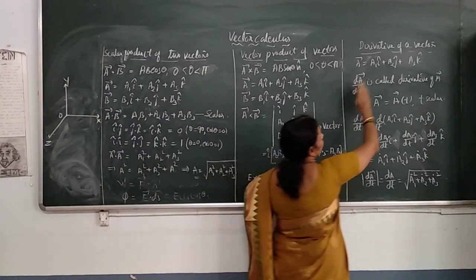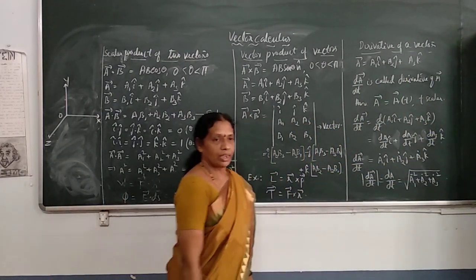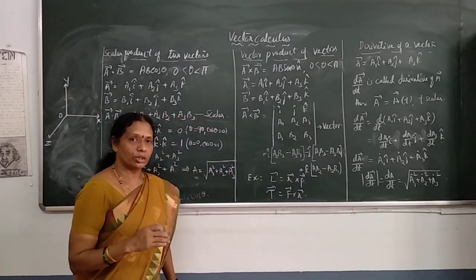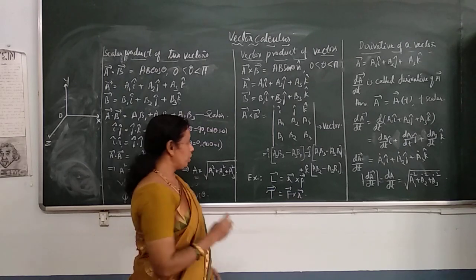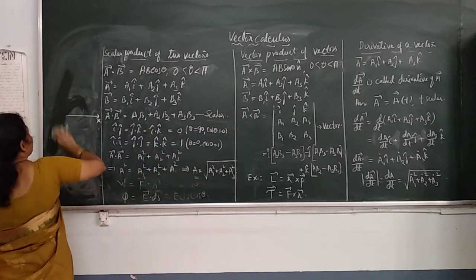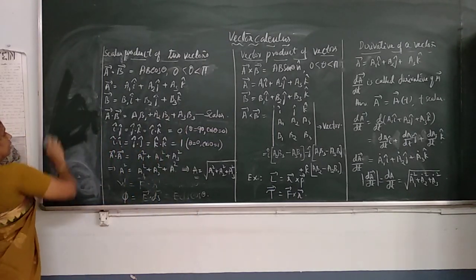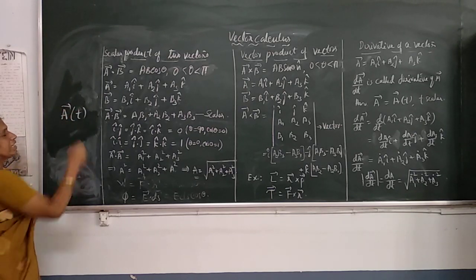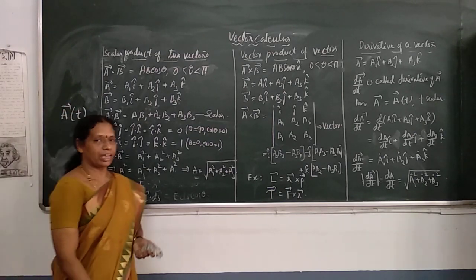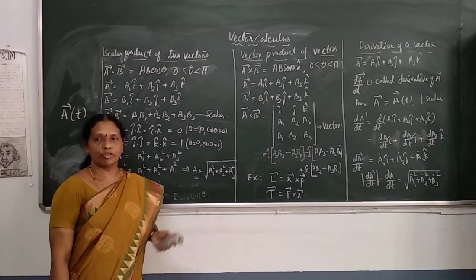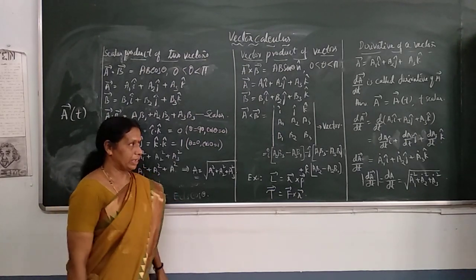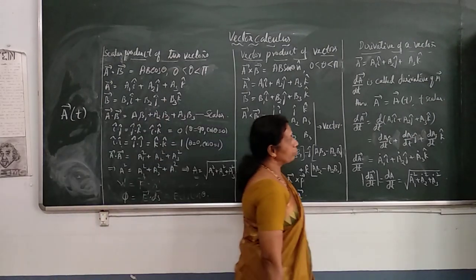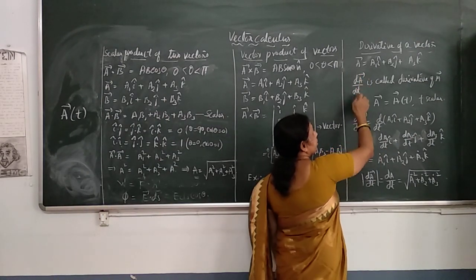Next is the derivative of a vector. Suppose we have a vector which is a function of a scalar. A vector in general is a vector function of the scalar, say t. t usually represents the time. Let A be a function of the time. Time is a scalar quantity. Then in that case, the derivative of that vector is nothing but dA vector by dt.